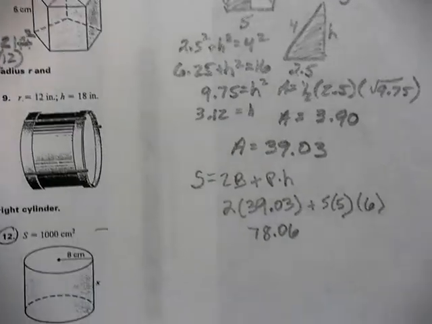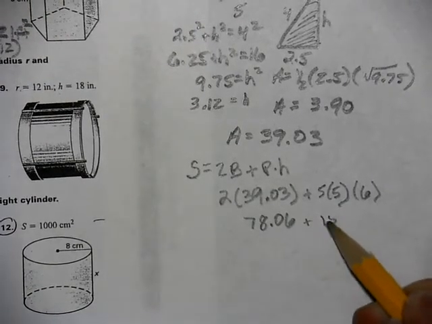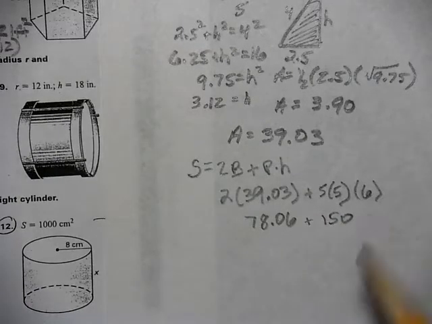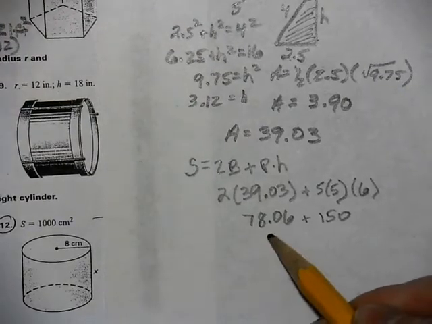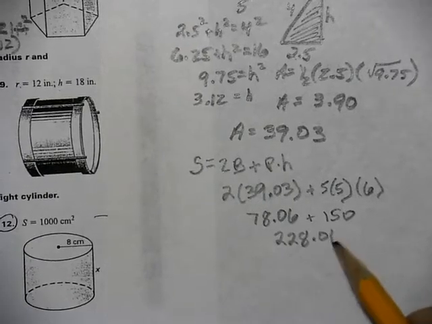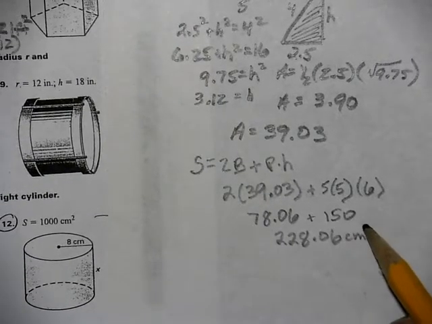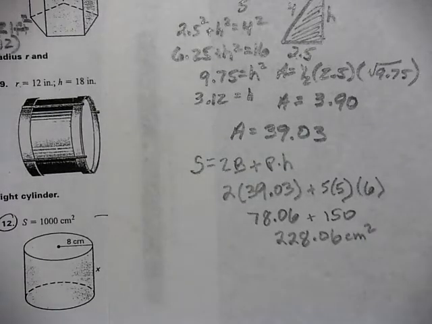78.06, and we take our 5 times 5 times 6, which is our 150, and add those two together. So we got 228.06, and those would be centimeters squared. That should close off number 6.